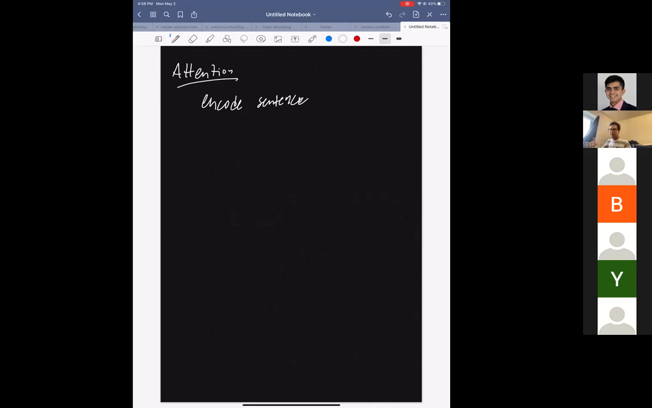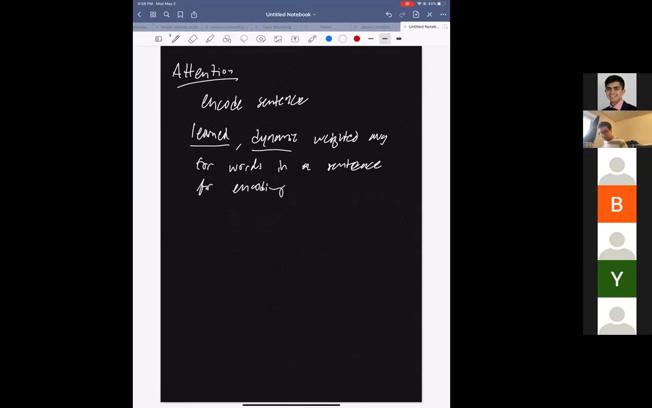Attention helps us pay attention to different parts of a sentence when we're encoding it. What we can call attention is basically a learned dynamic weighted average for words in a sentence, for encoding. Why is it learned? It's learned because we're going to use a neural network to learn it. Why is it dynamic? Because we're going to learn different sets of attention at different points, depending on what the inputs are and what the sets of words are that we're using. It's not always uniform. And it's weighted because different words are going to have different values that we take in order to weight the words.